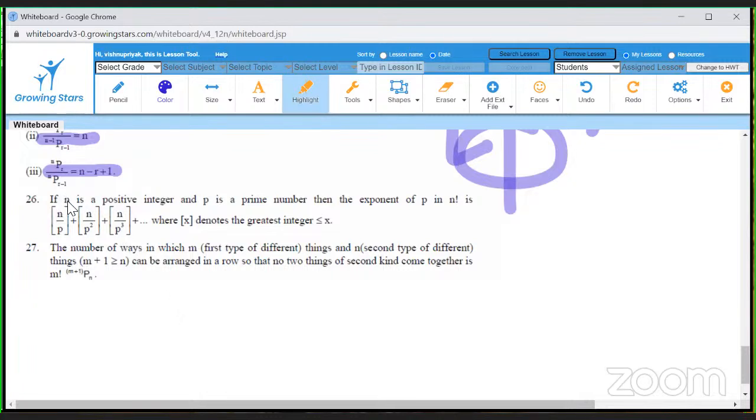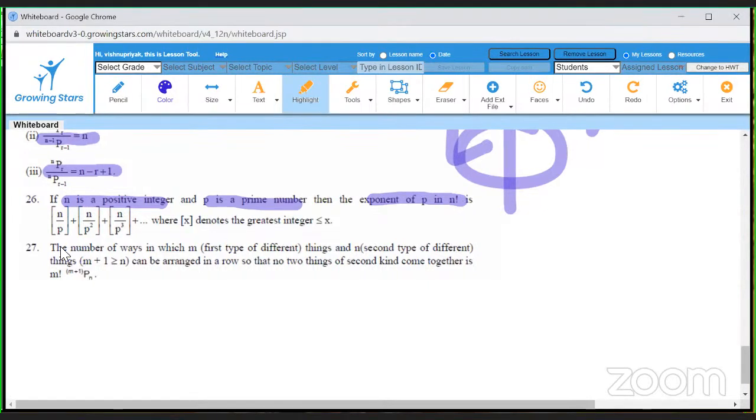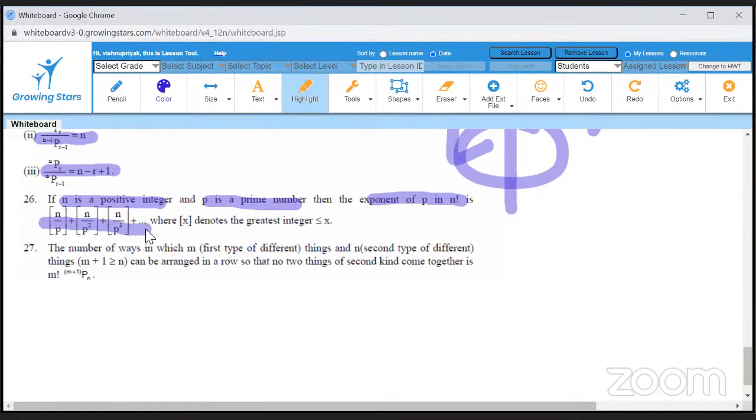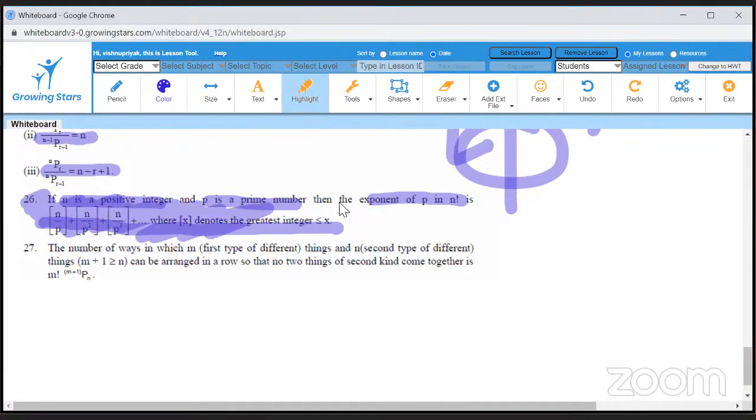Next, if n is a positive integer and p is a prime number, the exponent of p in n factorial is n by p plus n by p square plus n by p cube, and so on, where the brackets denote the greatest integer. Actually, this formula we will leave, because you have not studied the greatest integer function. When you study that, I will explain again.